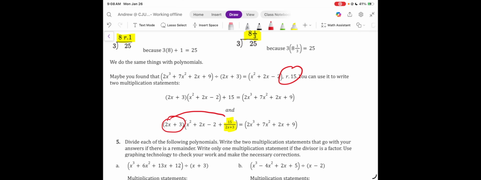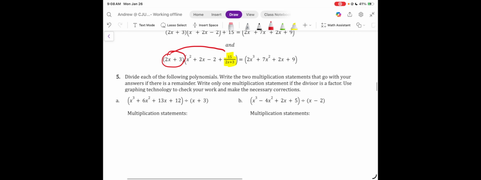So now it says divide each of the following polynomials, write two multiplication statements that go with your answers if there is a remainder. Write only one multiplication statement if the divisor is a factor. Use graphing technology to check your work and make the necessary corrections. So we're not going to do that in this video, but you could use Desmos or something like that to graph it and see if your statements are equal to each other.